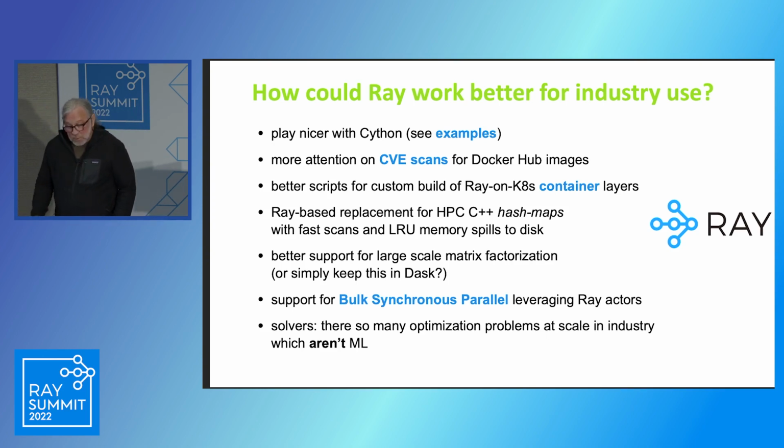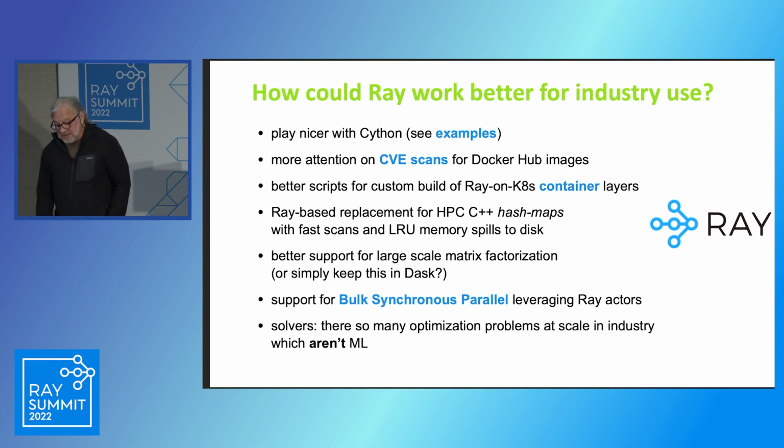It would be great to have a tighter loop on the vulnerability scans for the Docker Hub images for Ray. We're having to use the Ray published images, but then we had to reverse engineer the build of those images because we ran into security issues. And so having better scripts for custom build of Ray on Kubernetes would really help out. And we've already got a GitHub repo that's public that shows how to do some of this. That might be fun to work back in.